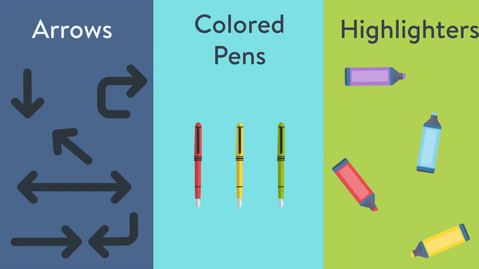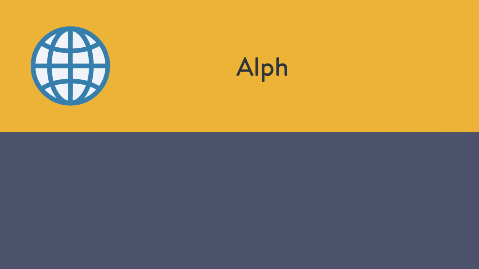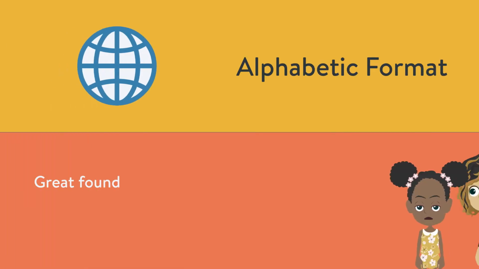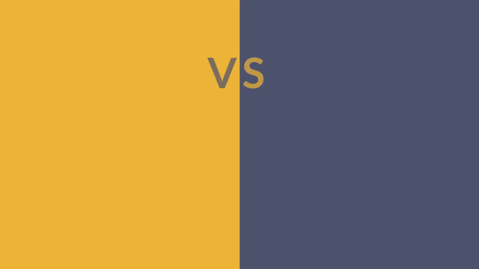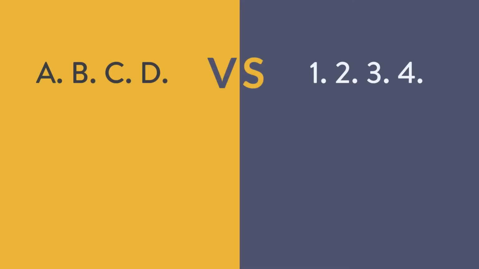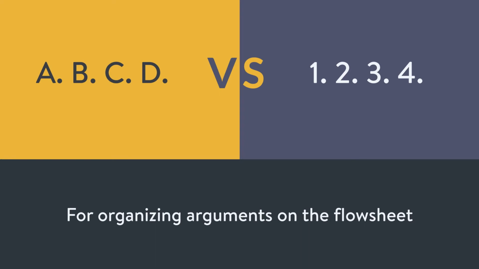But whatever way you end up choosing, it's important that everyone be familiar with our alphabetic format for taking notes. Not only is this format a great foundation for getting started, but when your team uses the same organization method, it becomes very easy to share notes during a live debate. To put it simply, the alphabetic format uses letters instead of numbers when organizing arguments on the flow sheet.